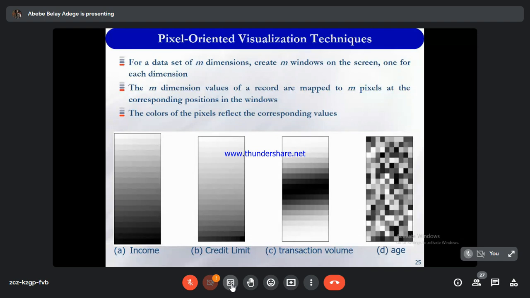Like for example, it may be pixel oriented visualization. Pixel means image processing. If you process the image, it is called pixel visualization. It is the blurred image. Here it is the blurred image. By increasing the intensity, we can find the last one, which is such type of transaction volumes or credit limits and so on.